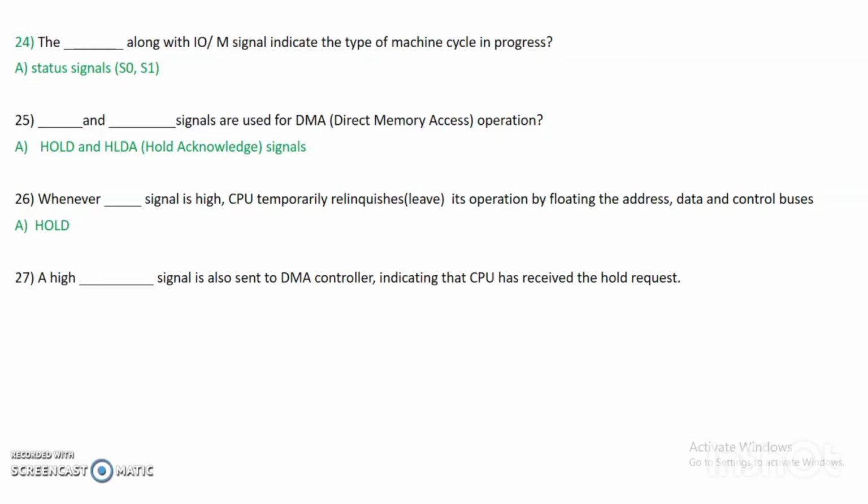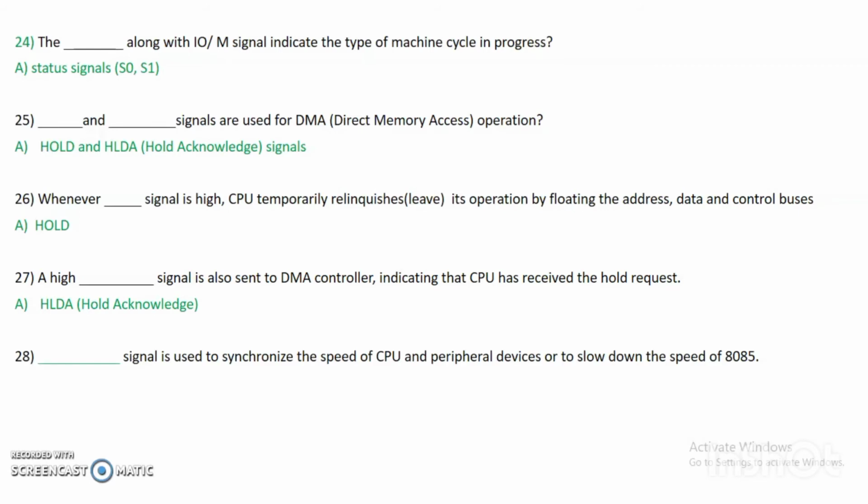Bit number 27. A high dash signal is also sent to DMA controller, indicating that CPU has received the hold request. So the answer will be hold acknowledge. So whenever the high hold acknowledge signal is sent to the direct memory access controller, then the CPU will indicate that it has received the hold request. So both hold and hold acknowledge have some interlinkage. So try to understand it.